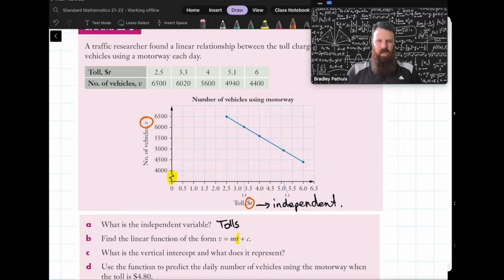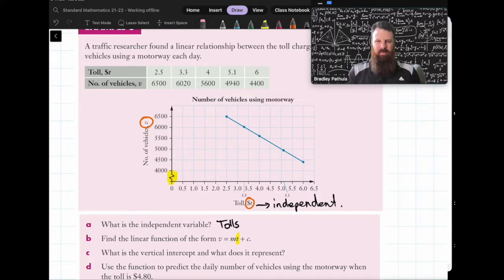So let's go through and figure it out. Remembering we need 2 points. Now I'm looking up here, there's 2 ways I could do it. I could read it from the table of values. I'm gonna go table of values.